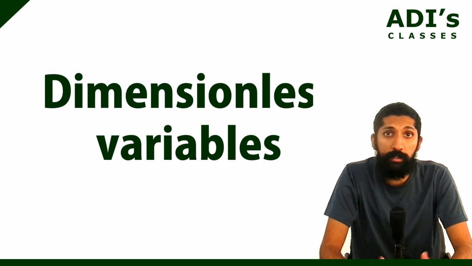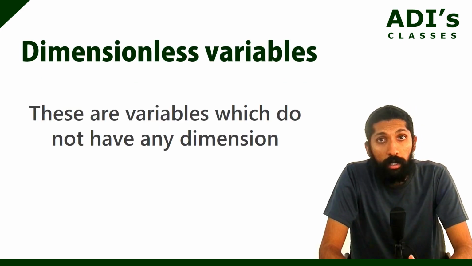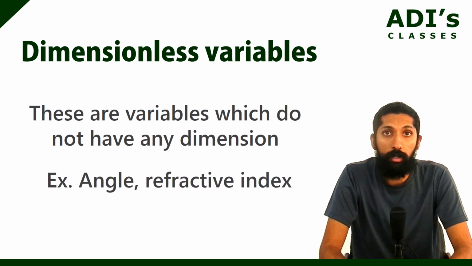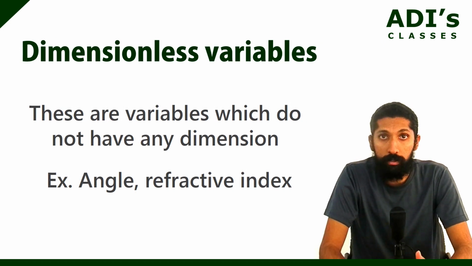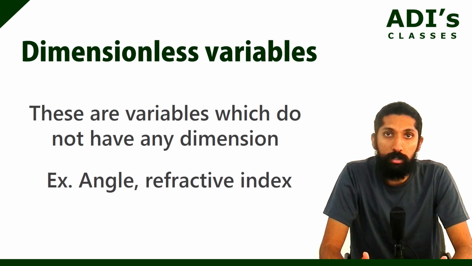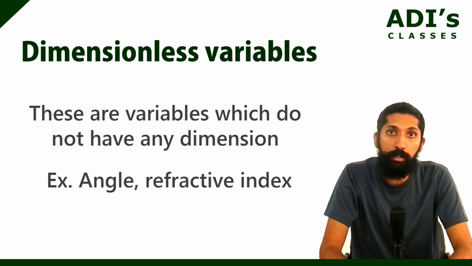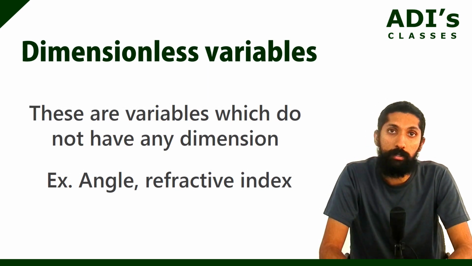The name itself suggests these are variables which do not have dimensions. Okay, an example is angle. Or you can also take refractive index. Refractive index you guys have learned last year, isn't it? Now these are dimensionless variables. They change. Obviously angles change. The refractive index of different media is going to change, isn't it? But they do not have any dimensions.